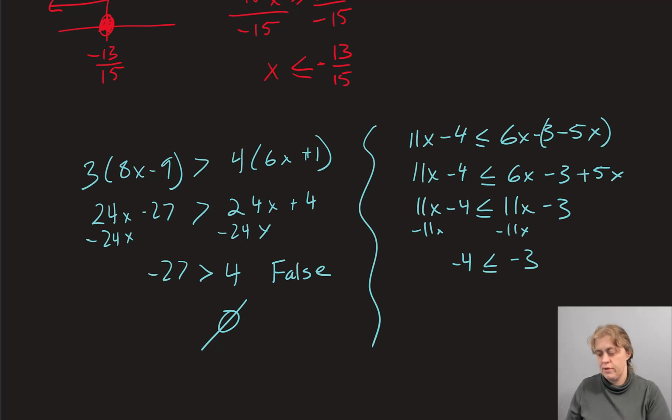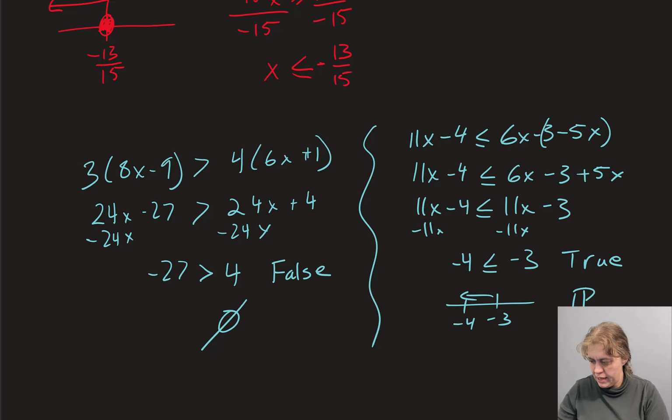Negative 4 is smaller than negative 3. It's more that way on the number line, right? So we have negative 3 here, negative 4 is there. That is smaller. Sweet. That is true. So my answer is all real numbers.